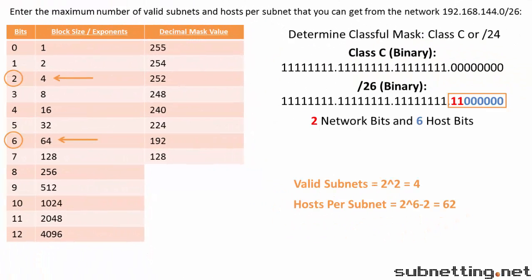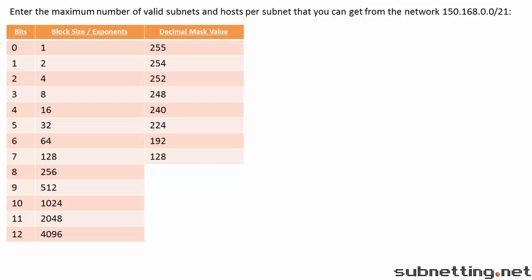To make sure it's clear, let's go through the question one more time, but for a slightly different network ID and subnet mask. Enter the maximum number of valid subnets and hosts per subnet that you can get from the network 150.168.0.0/21. Since the first octet of our network is 150, we know this is a class B address.